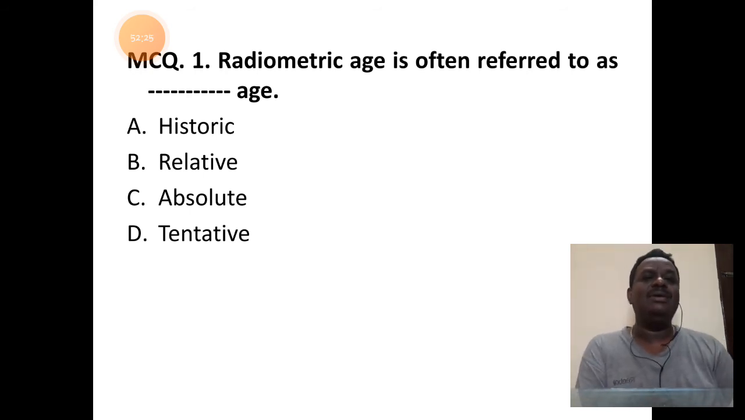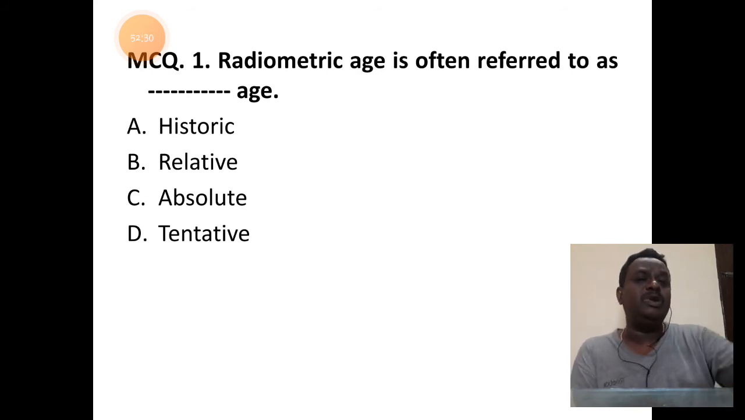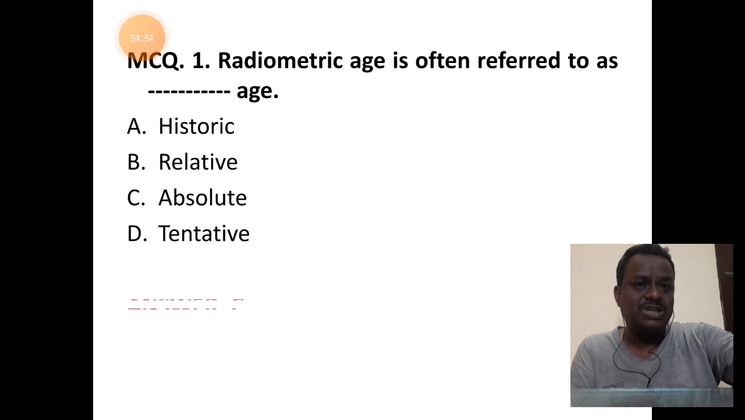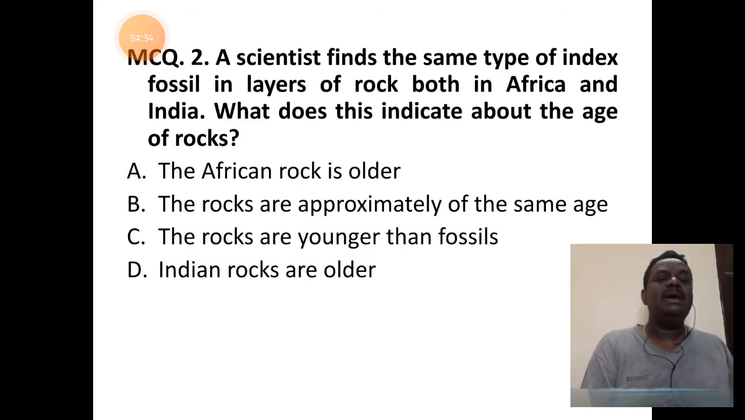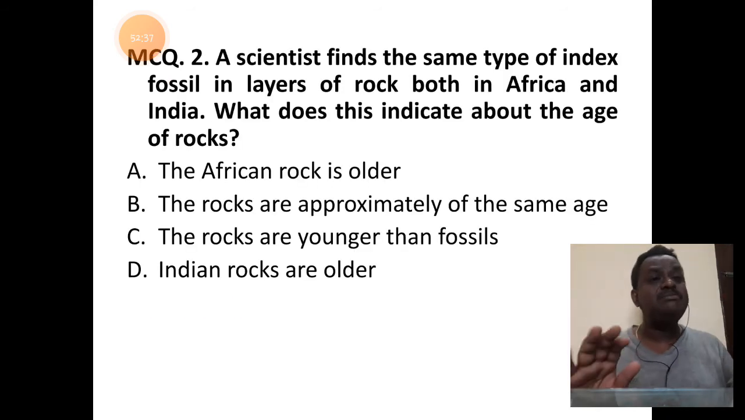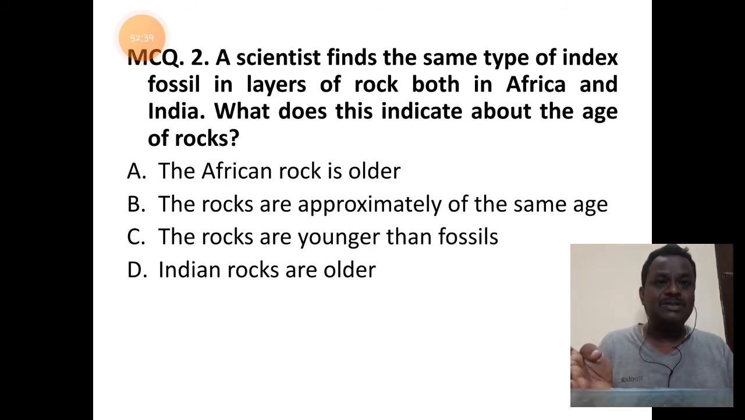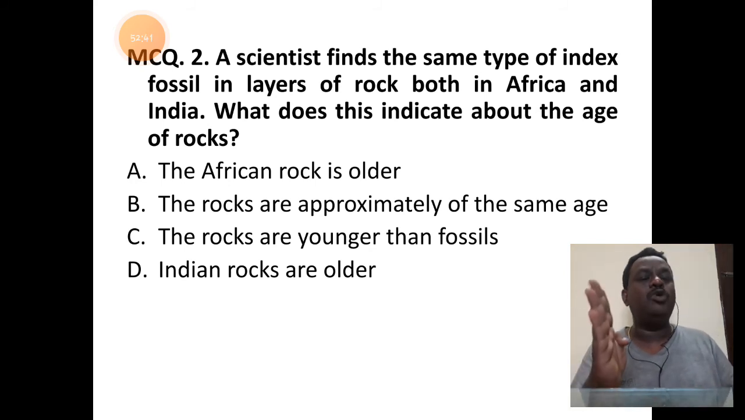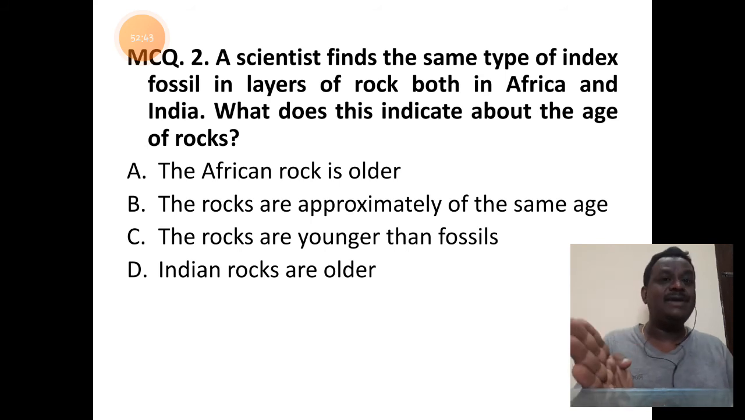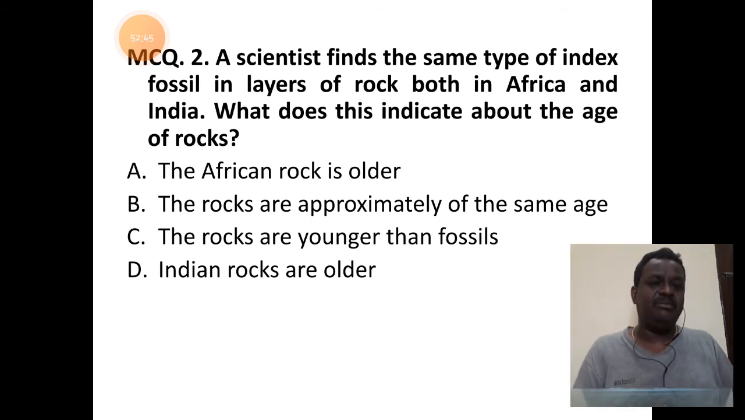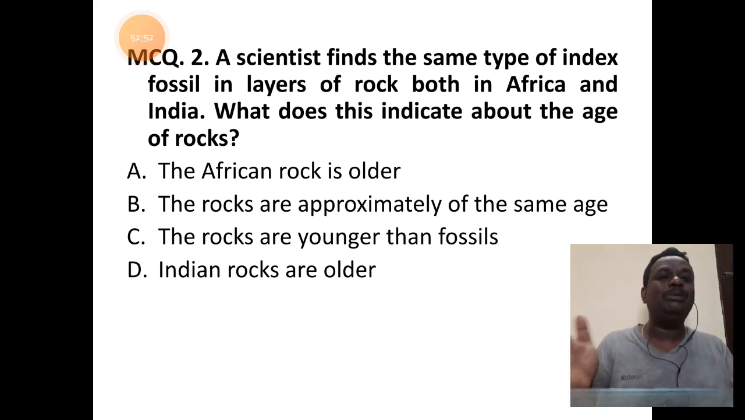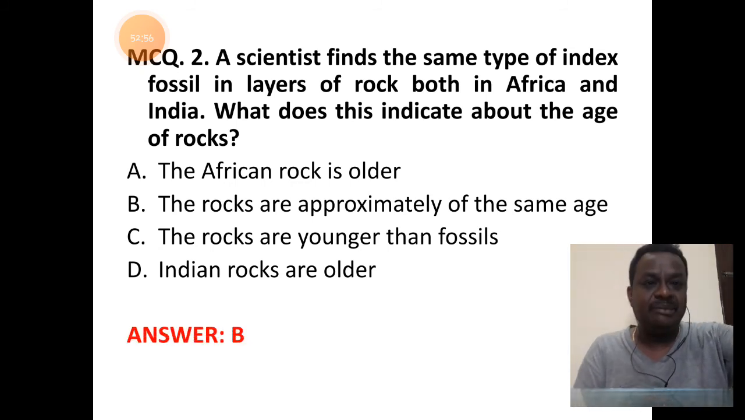Number one, radiometric age is often referred to as absolute age, absolute dating. So the answer is C. A scientist finds the same type of index fossil in layers of rock in both Africa and India. Rock layers are the same, fossils are also the same. What does this indicate about the age of the rocks? It refers to rocks of both places having approximately the same age. So the answer is B.